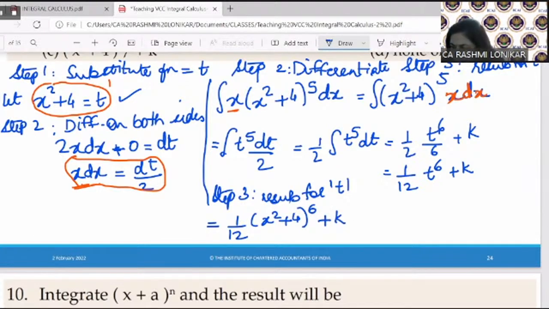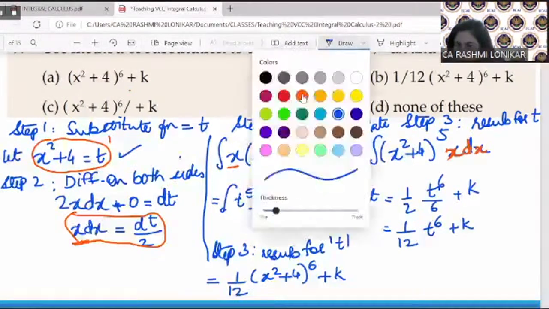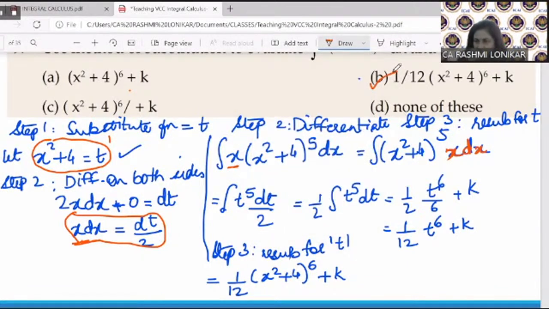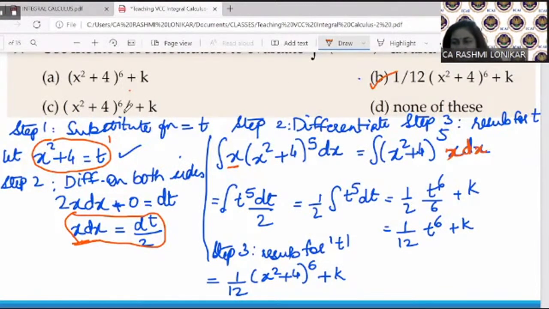Let us see whether we have this option, 1 upon 12 (x square plus 4) raised to 6. Yes, in option B we have 1 upon 12. So B is the correct option. See here, for option C they just put in a line and did not write anything. So C is not the correct option. Only B is the correct option.